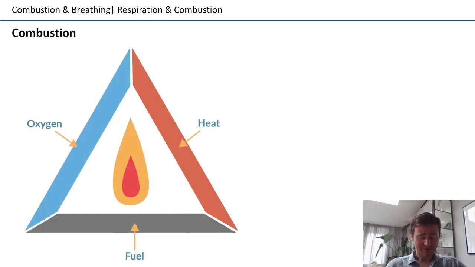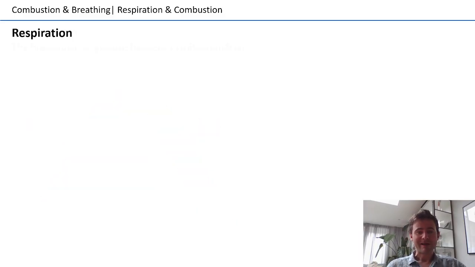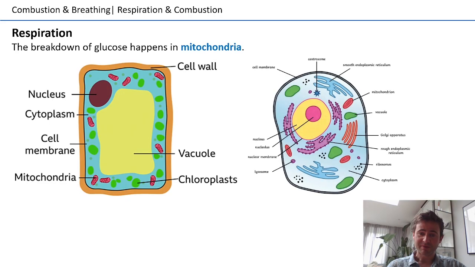Alright, let's keep it simple. Combustion is just a fancy word for burning. For combustion to happen, you'll need a fuel, oxygen, and of course energy is released, like heat for example. Now let's take a look at respiration. And just so you know, respiration is actually a type of combustion.